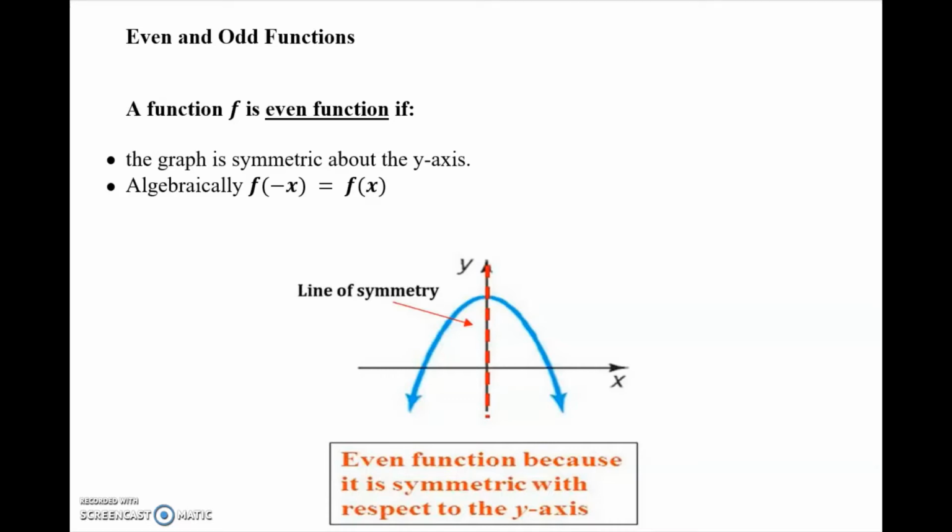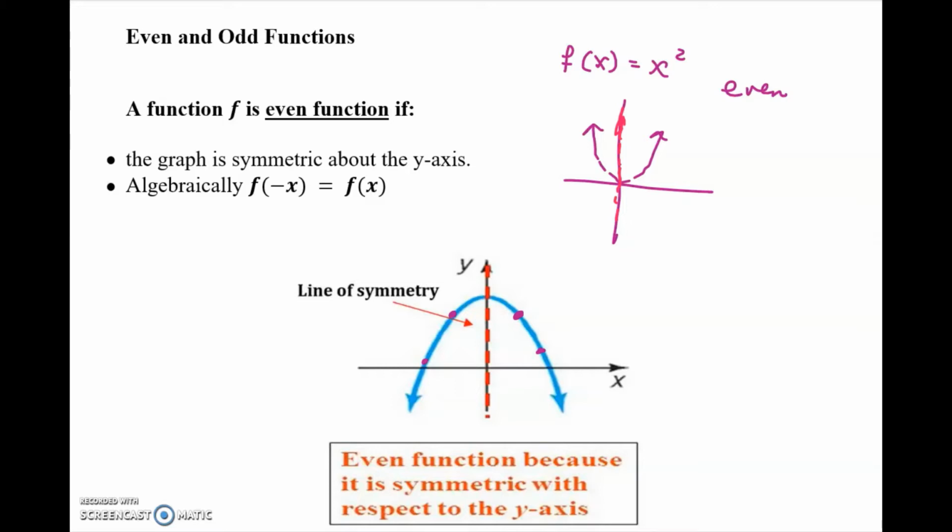the parabola here. You will notice that the y-axis is a line of symmetry. Any point here is symmetrical on the other side. In general, when f(x) equals x squared, this is an even function. If you look at the graph of x squared, it is symmetrical about the y-axis, which is x equals 0.